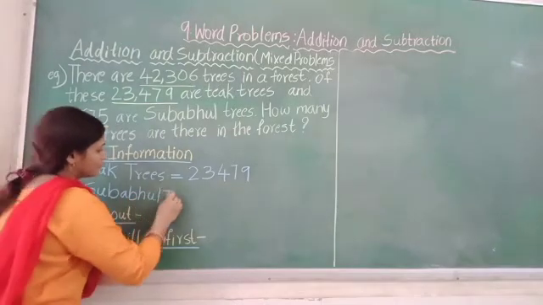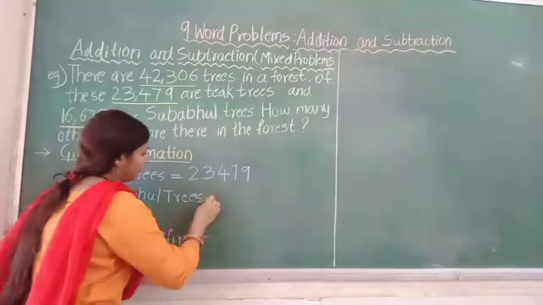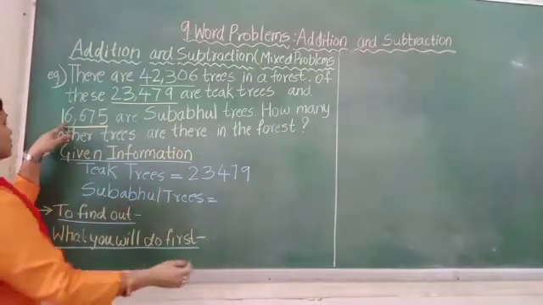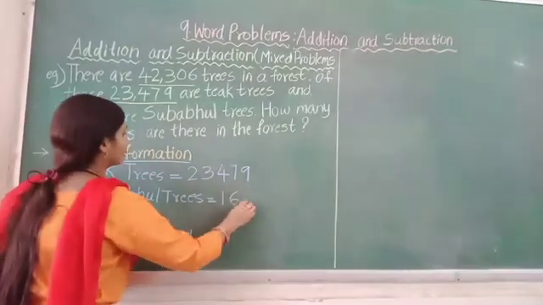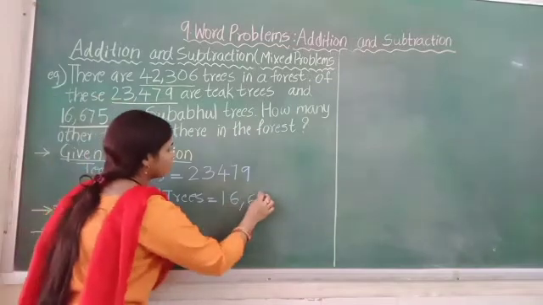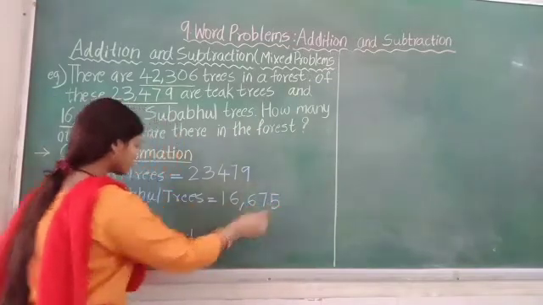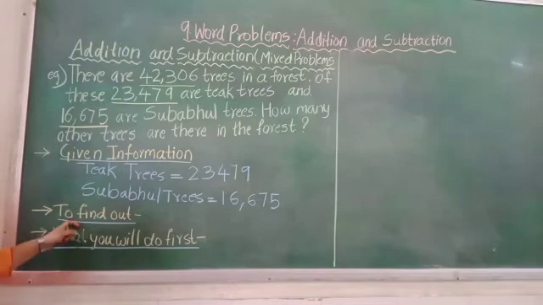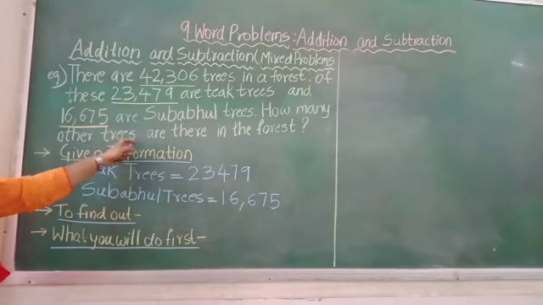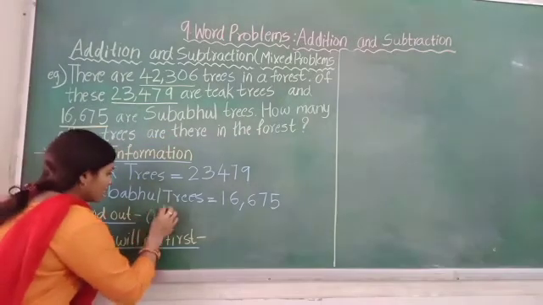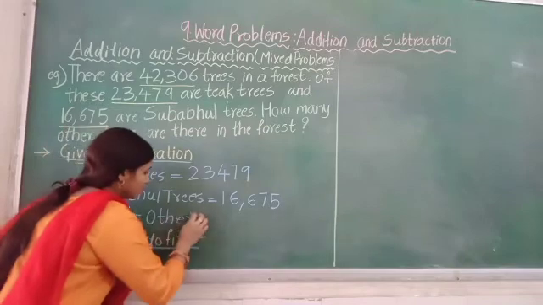subabul trees is equal to 16,675. Now what do we have to find? To find out how many other trees are there in the forest. Here we have to find other trees.